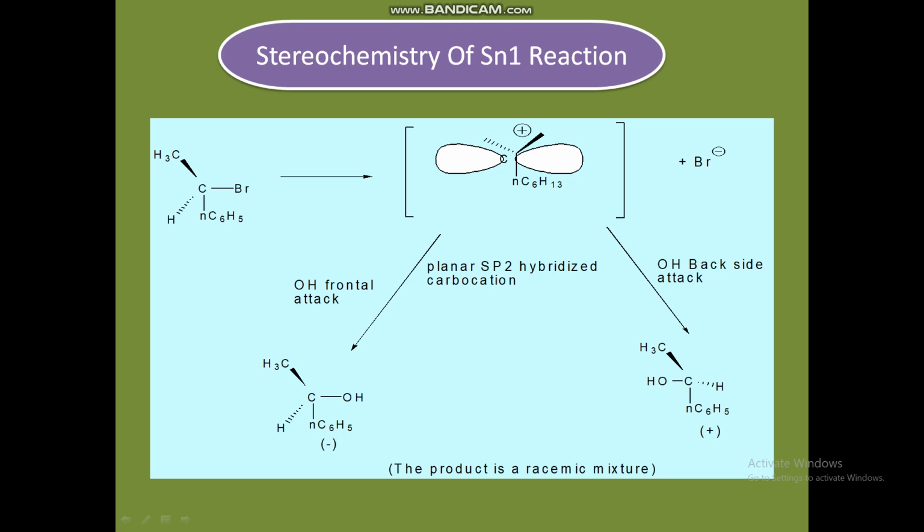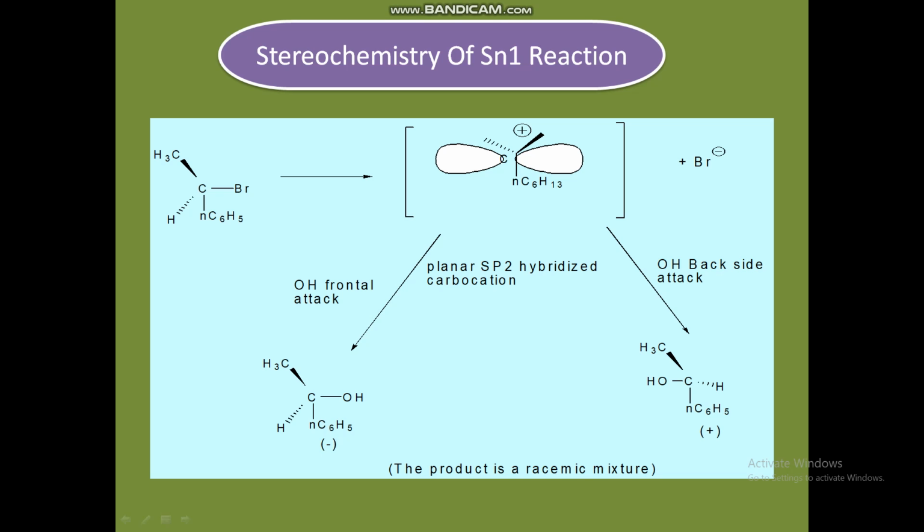This carbocation has a planar structure and sp2 hybridization. The carbon is bonded to three other atoms using sp2 hybridized orbitals, which are directed towards the three corners of an equilateral triangle. You see that intermediate compound, with a vacant p orbital perpendicular to the plane. So the attack of the nucleophile on this carbocation at either lobe of the vacant p orbital results in formation of the final product: front side and back side attack.